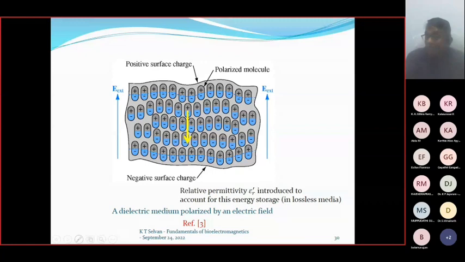That is why we give them different names. Therefore, their energy storing capacity is obviously different. That is proportionately represented by defining this epsilon r dash for each material. So relative permittivity epsilon r dash is a very important parameter in the context of electromagnetics in general and bioelectromagnetics in particular. So this is non-polar materials.